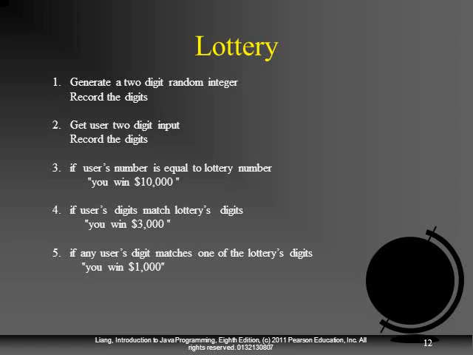Well, the pseudocode points out in steps 1 and 2 that I have to first get a 2-digit number, either randomly or, in step 2, from the user, and then in both cases I have to record the digits of that number. So not only do I need to know the number, I need to know the digits of the number. And then it's simply if statements to test if the numbers are equal, if the digits match, or if one of the digits matches. So the pseudocode is pretty straightforward, but you say, yeah, that's easy for you to say. Let's see how we implement it.